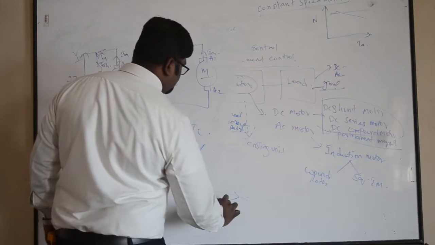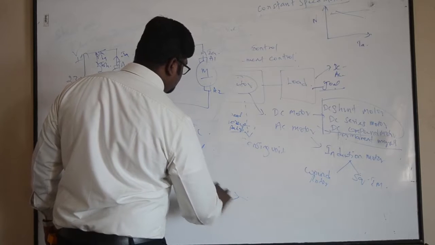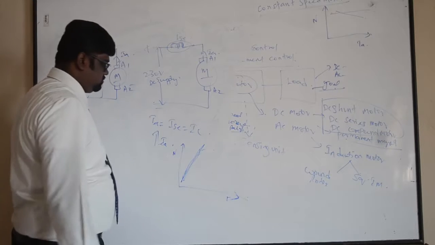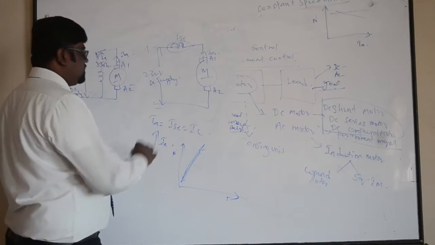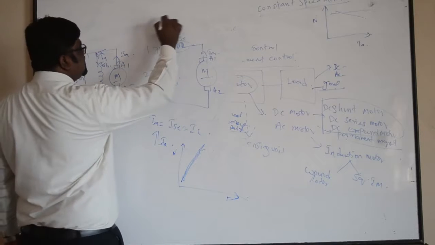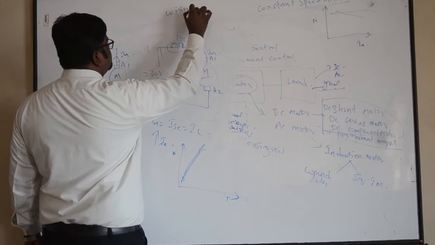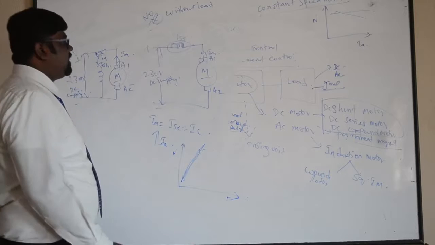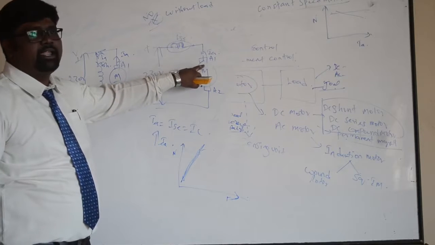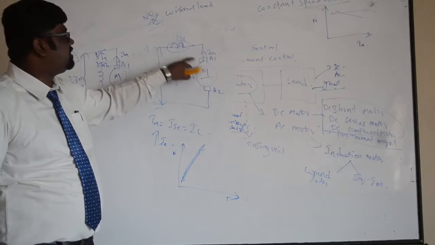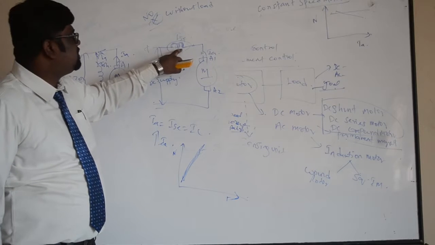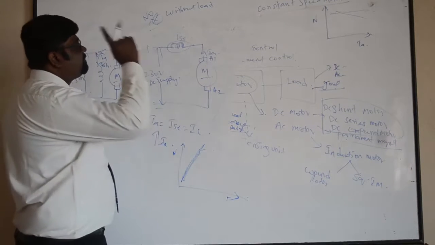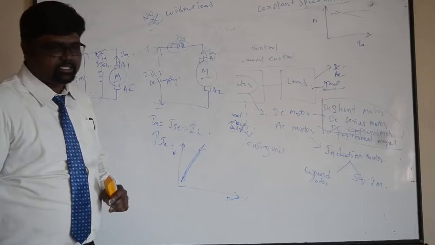Without load, a DC series motor should not start. Why? Because the motor winding is directly connected with the armature and it is also a thick copper wire. So the flow of current will be heavy. In this condition, without a load, we should not connect a DC series motor.